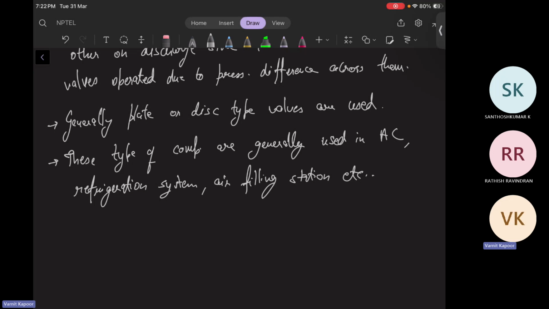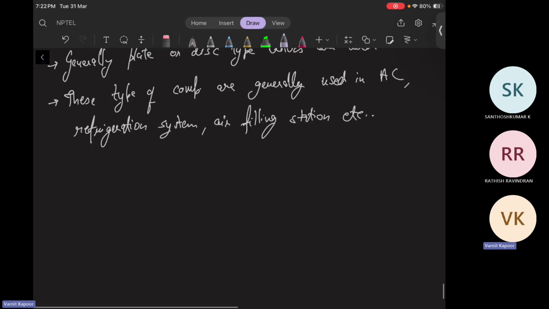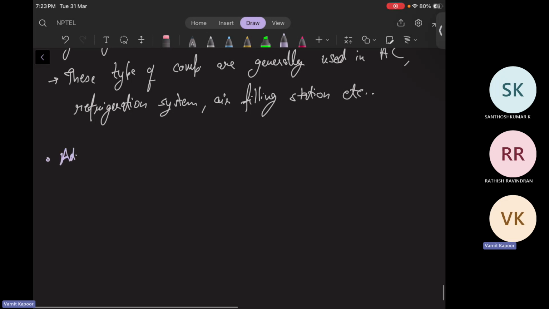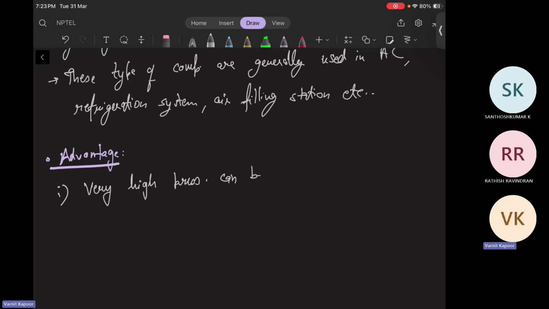So what are the advantages and disadvantages? So the advantages first, they are able to produce very high pressure and they require less space and low cost. Okay, advantages. First is very high pressure can be developed. Second, less space required and low cost.